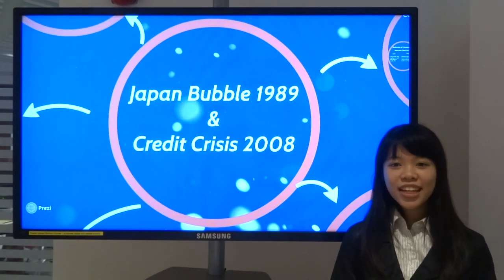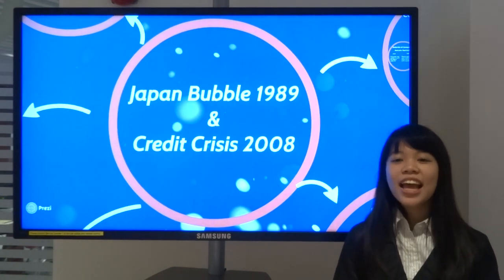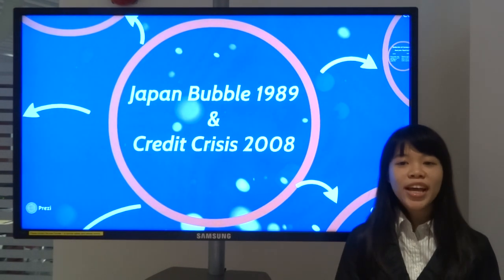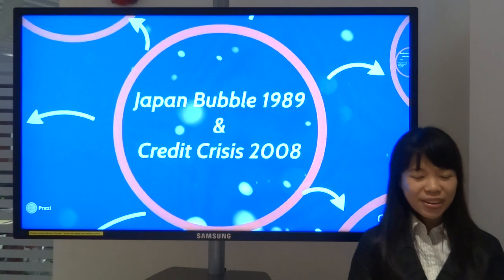Our group is going to present a topic about the causes and consequences of Japan's asset bubble in 1989 and a comparison of the crisis with the credit crisis in 2008. I would like to hand over your time to Fiona to talk about the background.